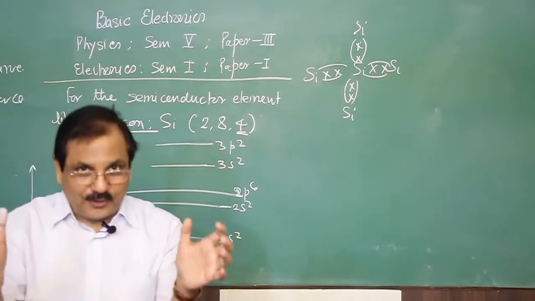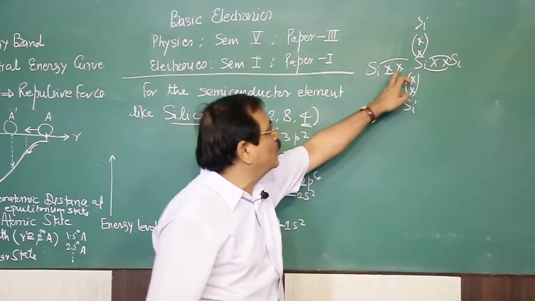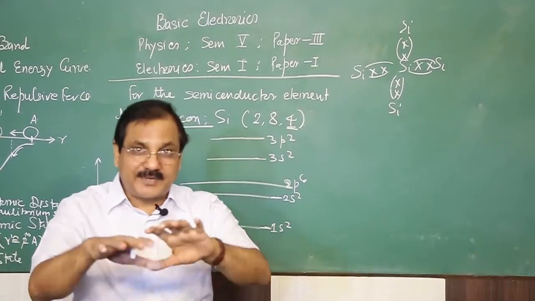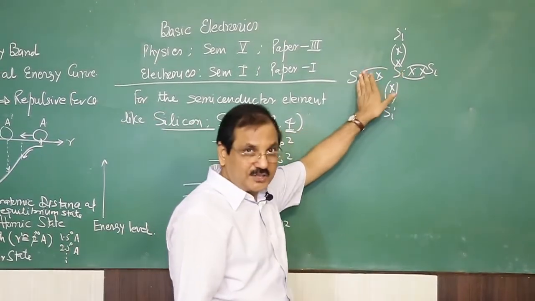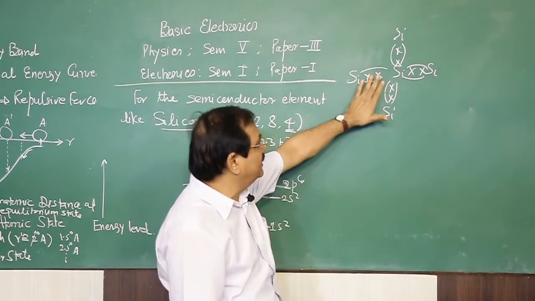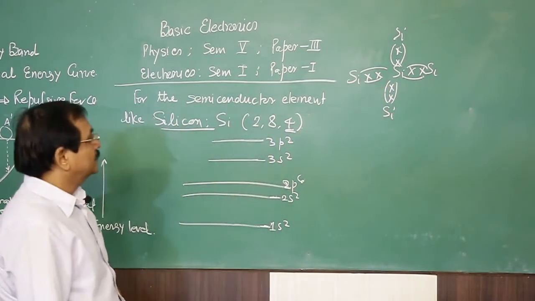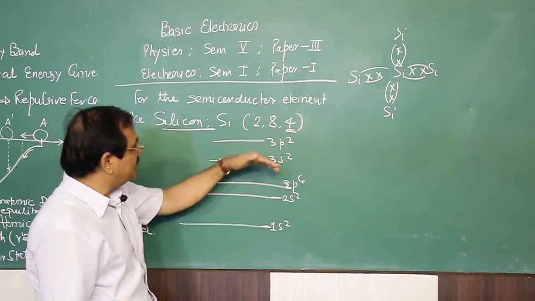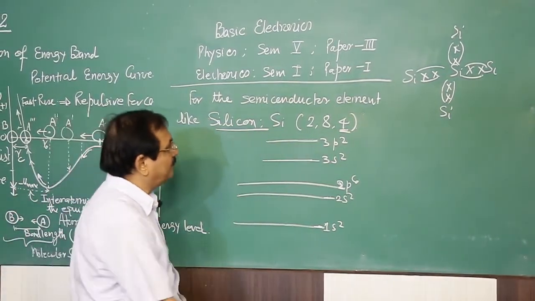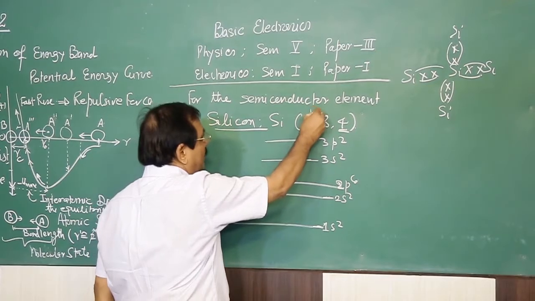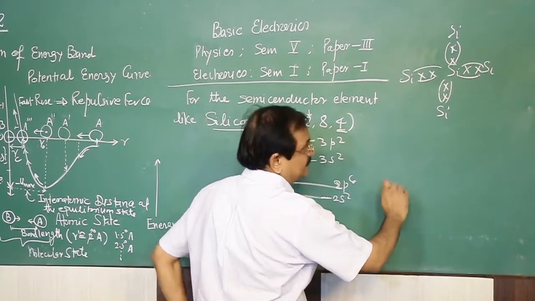So, these 4 electrons are covalently bonded with the neighboring 4 silicon atoms, and then they form the octet, and this will make a stable state. So, in this stable state, if we plot the energy levels, then what do we find? This is the first orbit.